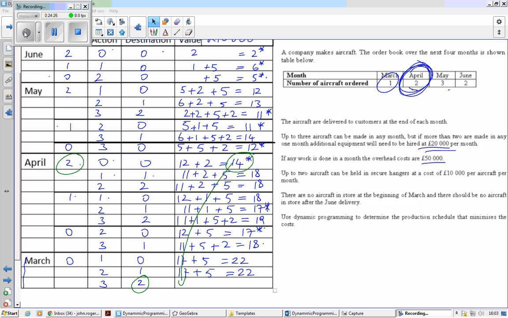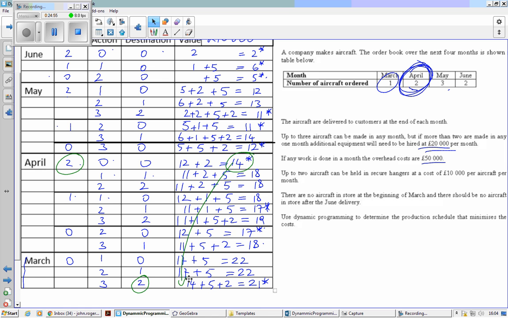Just continuing this process, we can see that we're now pulling down the optimum from before, so that's 14. And in this month there is extra production going on, but there's no storage, which is 21. Okay, and that value is our optimum.